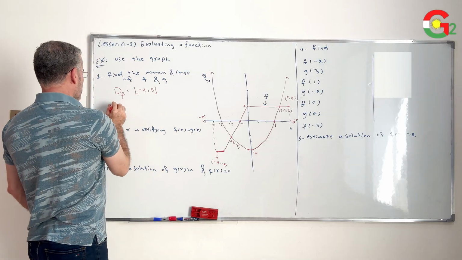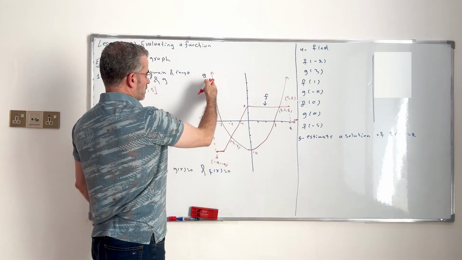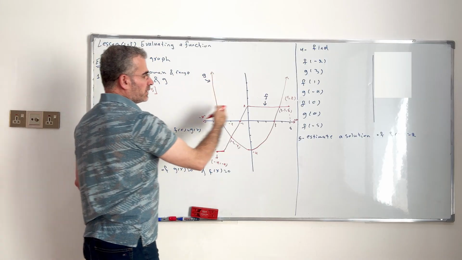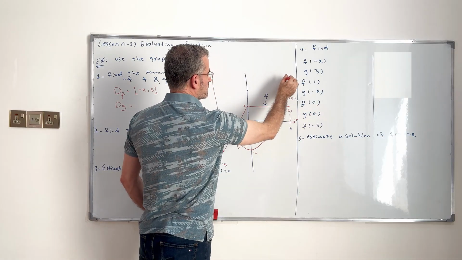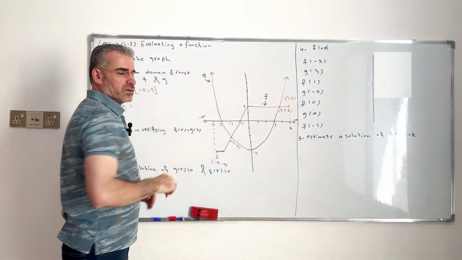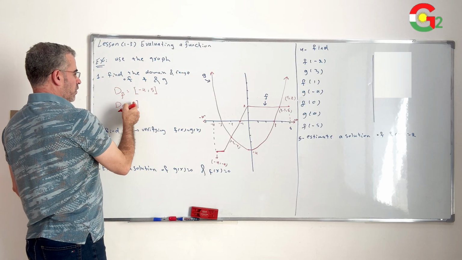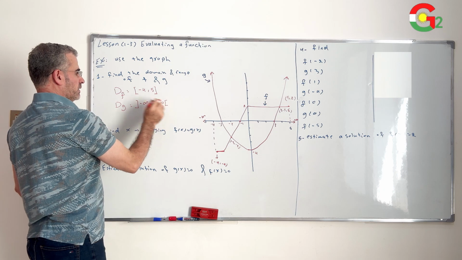The domain of g goes without bound to negative infinity and goes without bound to positive infinity. Since it does not stop, the domain is from negative infinity to positive infinity, open.